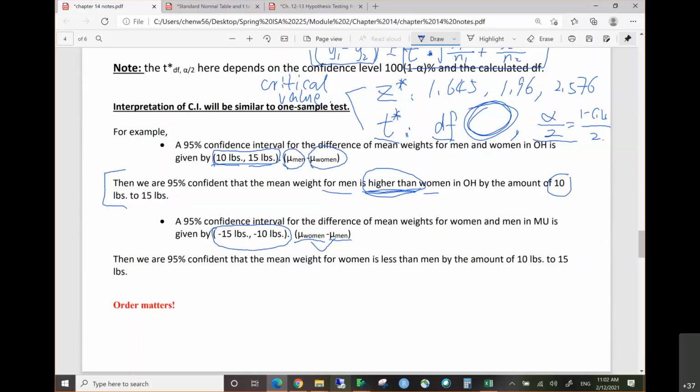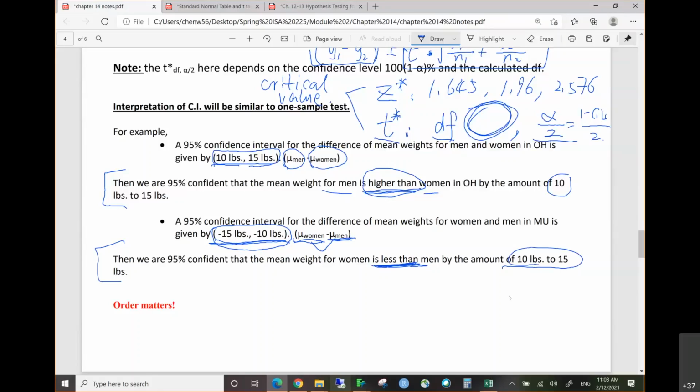We say if you have a negative confidence interval, that means what? That means women's weight is less than men's weight by the amount of the change to positive, 10 pounds to 15 pounds. Right, so if you have a negative confidence interval, that means your first mean is less than your second mean by the amount of the corresponding positive confidence interval.